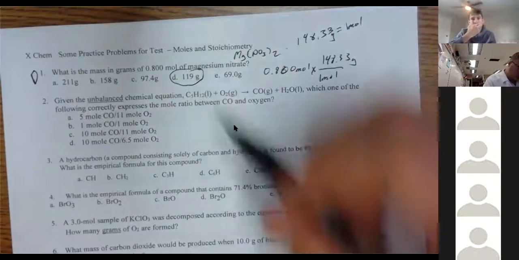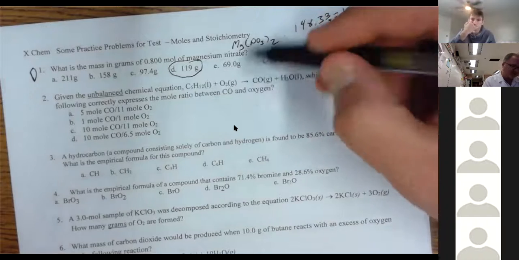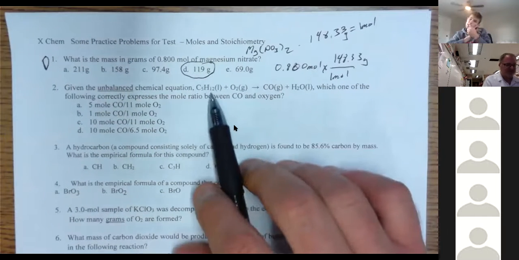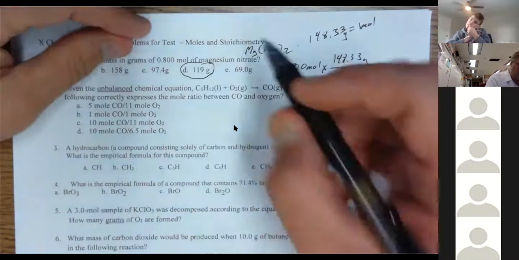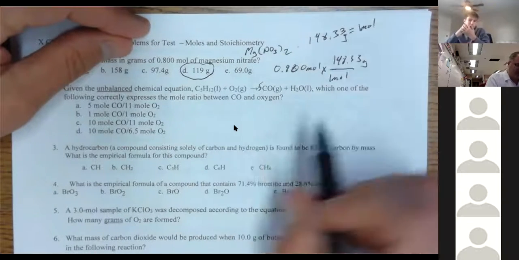Given the unbalanced chemical equation, which one of the following correctly expresses the mole ratio between CO and oxygen? So this says unbalanced, so that means I need to balance this. So we need a 5 here, and we need a 6 here.